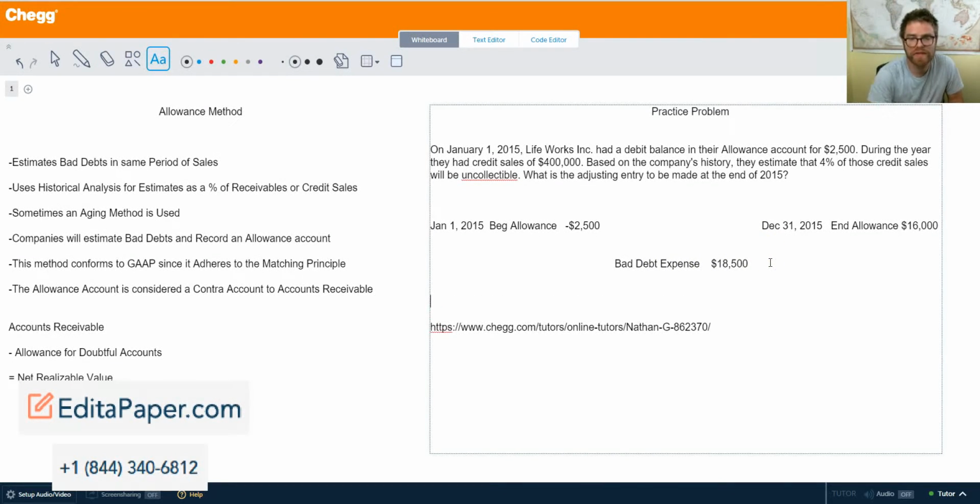So once again, they recorded that expense in the period of the sale, and that adheres to the matching principle under GAAP. We took our beginning allowance account, and to get to our ending allowance account, we just made a bad debt expense. And that's another way to say adjusting entry. Now you can also see bad debt expense, I like to tell this to my students, like a ladder, right? To get over the bridge or climb the ladder from negative 2,500 to 16,000, what must be made? You must have a little bridge of 18,500 to get there.